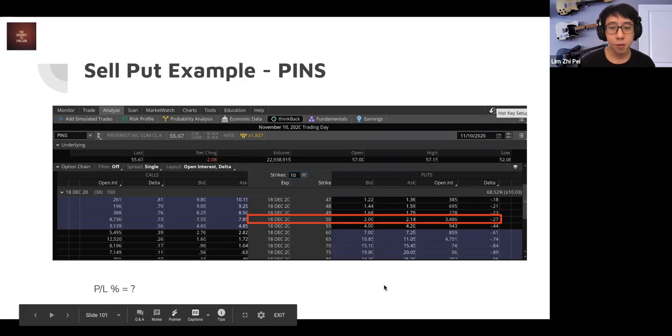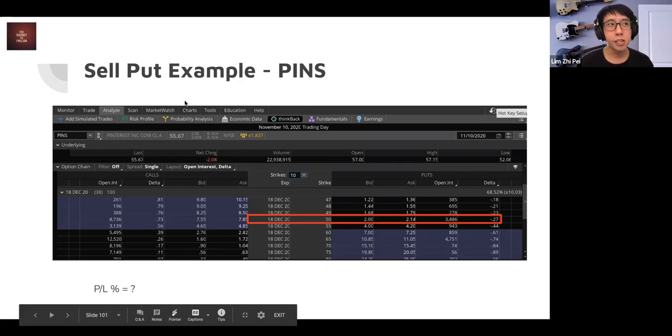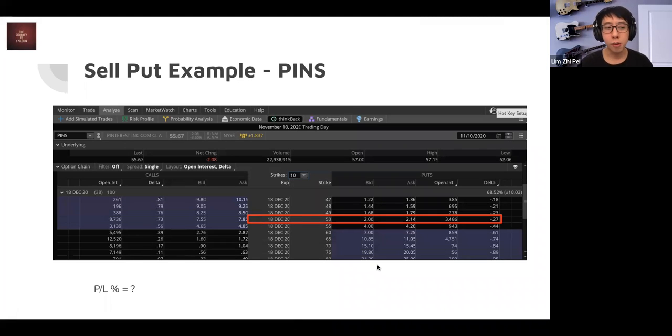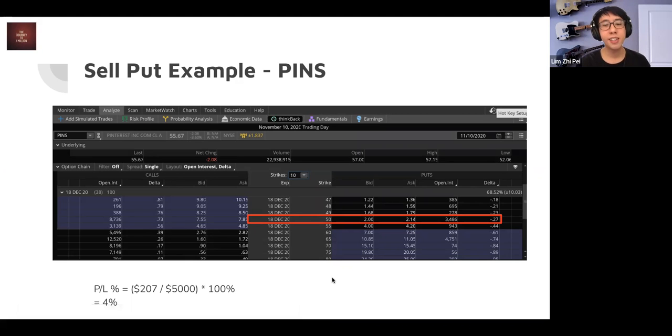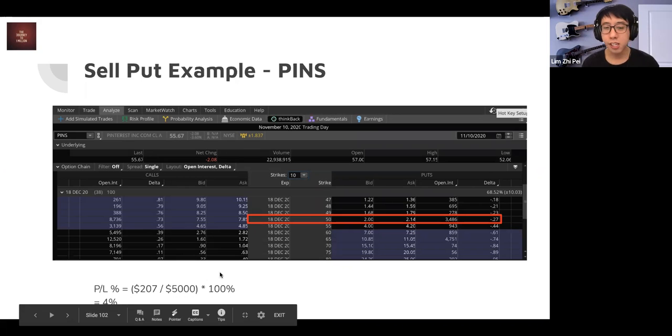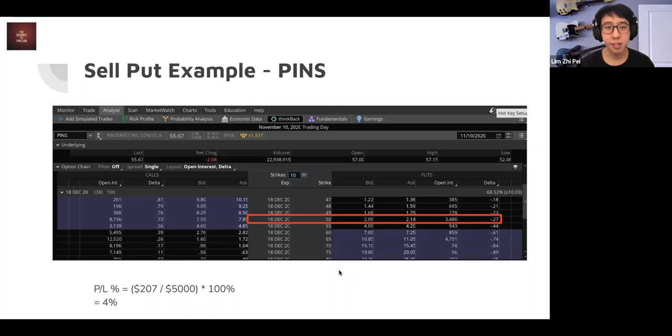So what kind of profit and loss are we talking about? Remember that when selling put, you need to prepare cash to buy 100 shares. So in this case, 50 times 100, which is 5,000. So your profit is actually 200 divided by 5,000, and you get 4%. And you can see that this contract actually expires in 38 days. So is this a good profit, 4% in 40 days? So that is how we actually profit by selling put.